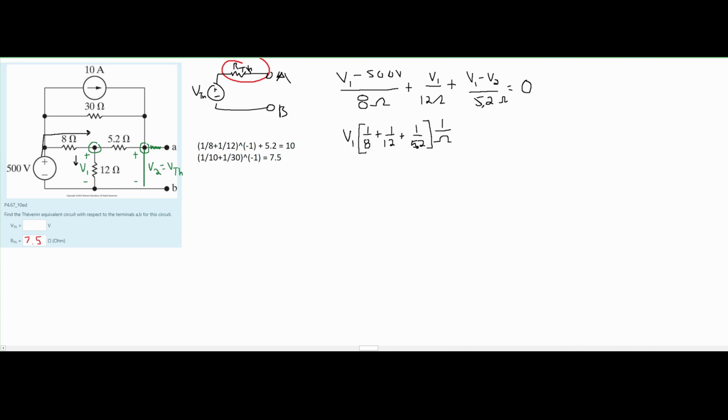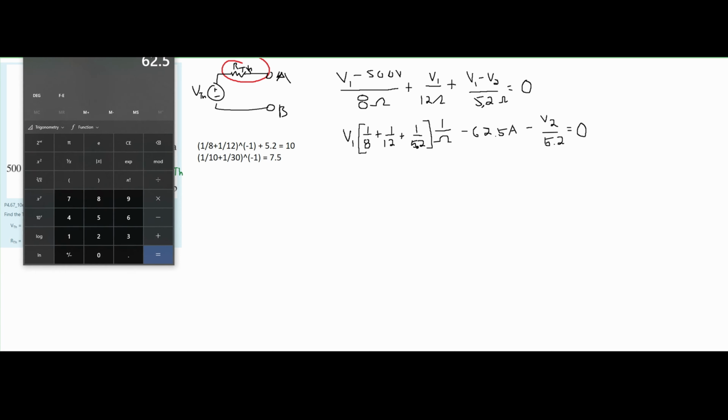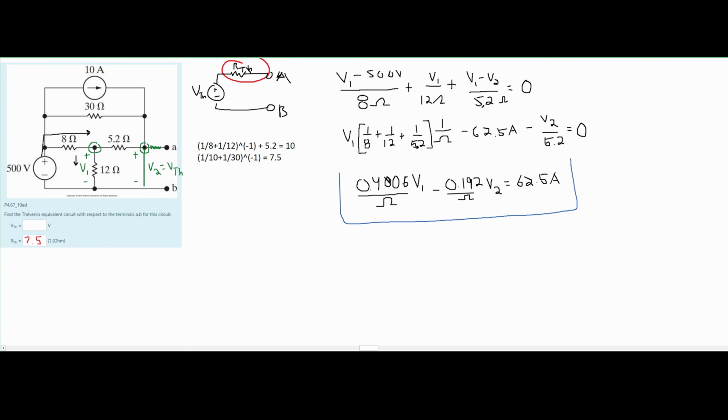Now we're going to look at the constant because we have this 500 voltage over this 8 ohm resistor. If we divide these, we're going to get a minus 62.5 amps, and then lastly we are going to have a minus V2 over 5.2, and this is all equal to 0. We can simplify this a little bit. After we do that, we are going to get this for our first equation.